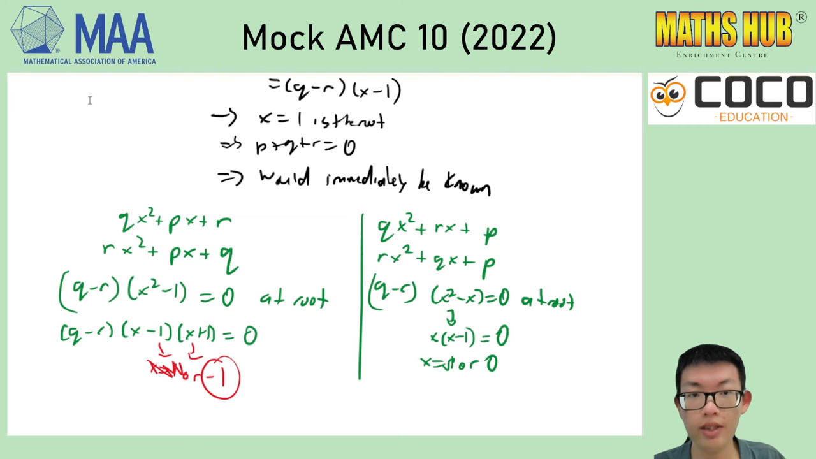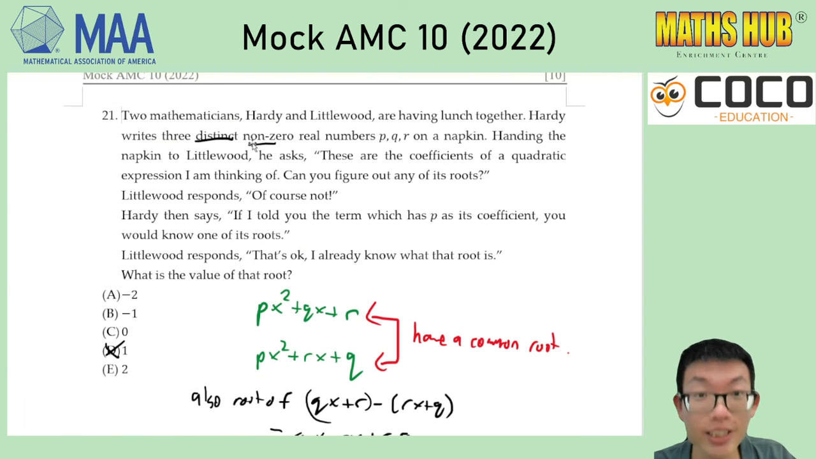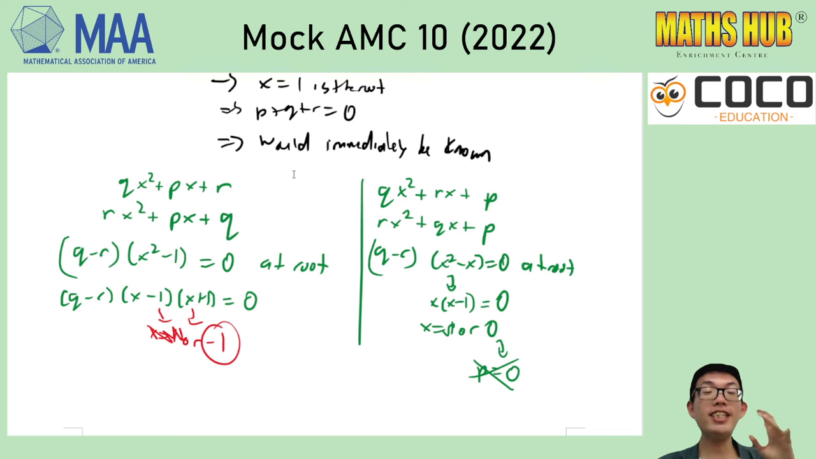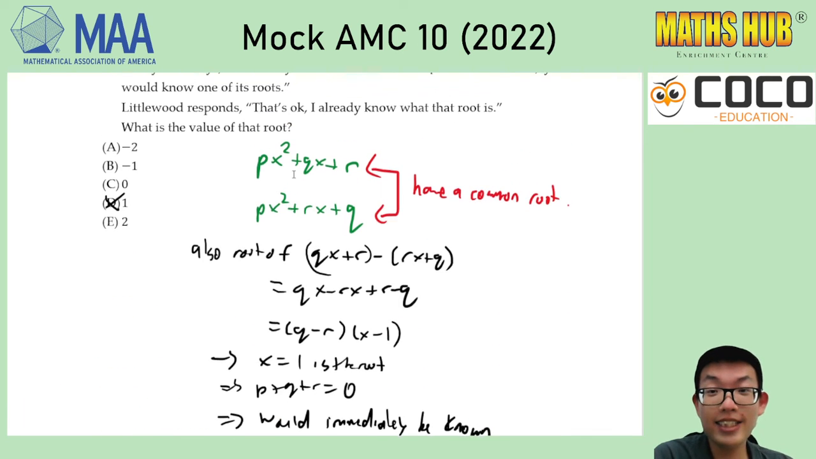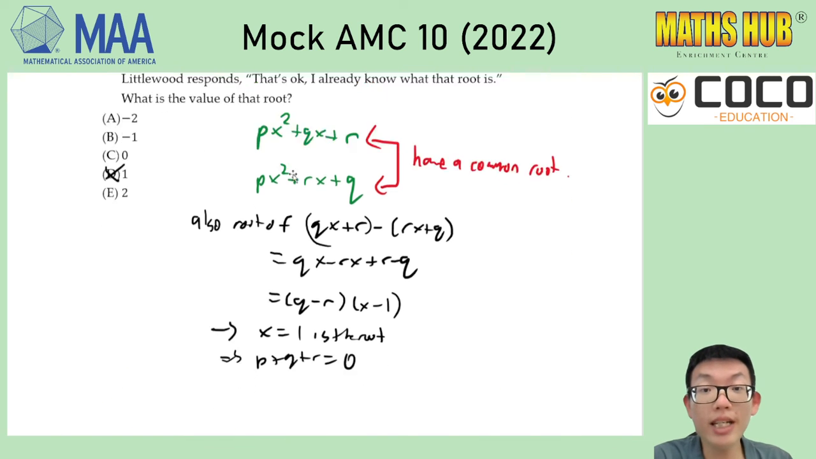Well, if it was 0, that means that p is 0. But the question already says that they are non-zero. So that means that this also is ruled out. So now it all makes sense, right? It makes sense because Hardy basically says that if I told you, you would know. And the point is that just by this statement alone, it means that Littlewood does know.